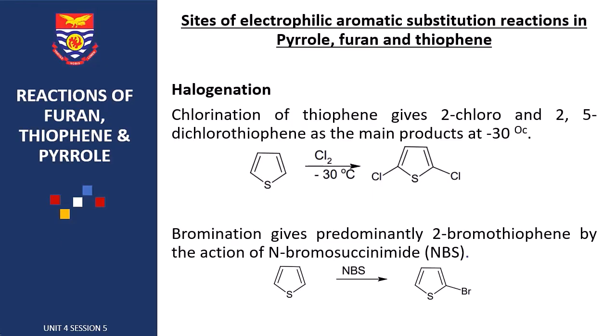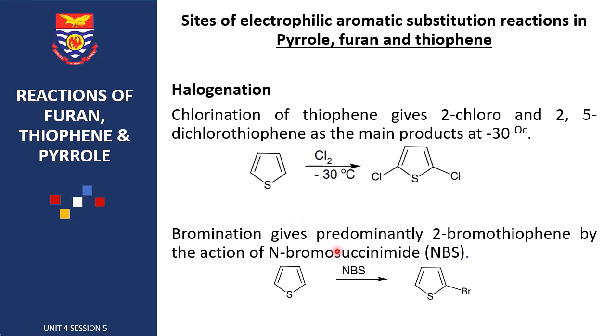So, in the halogenation reaction of thiophene, furan, and pyrrole, let's look at chlorination first. Chlorination of thiophene gives rise to two products. You have the 2-chlorothiophene form and then the 2,5-dichlorothiophene, right? At this condition, negative 30 degrees Celsius, the two products are formed. Unfortunately, just one product is shown here, but pretty sure we know what 2-chlorothiophene also looks like.